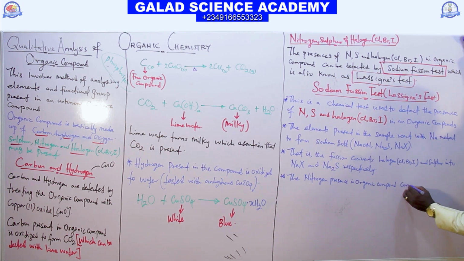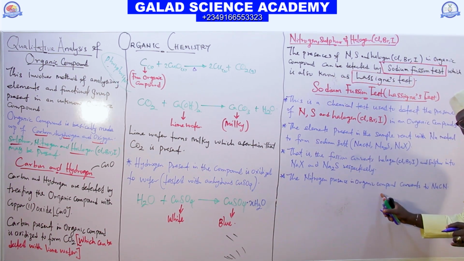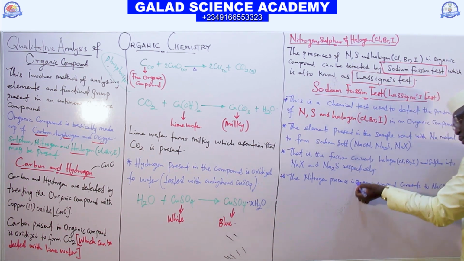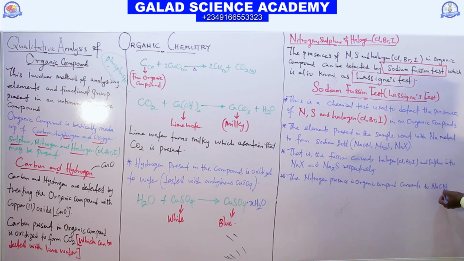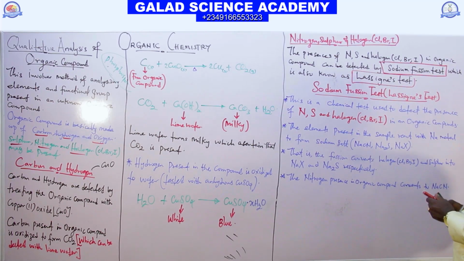It converts into sodium cyanide. You know, all organic compounds contain carbon. So the carbon in the organic compound will react with the nitrogen to form sodium cyanide. This is as shown in the diagram below. Look at it now.